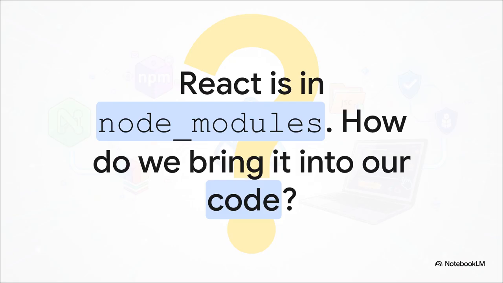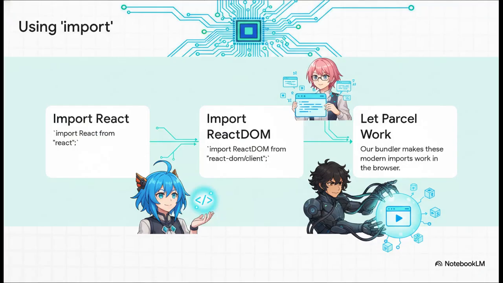The next logical question is, how do we actually get it out of there and into our code so we can use it? The answer is the modern JavaScript import syntax. You'll write lines like import React from 'react'. This is basically you telling your code, hey, go look in node_modules, find the React package, and bring it in here so I can use it.